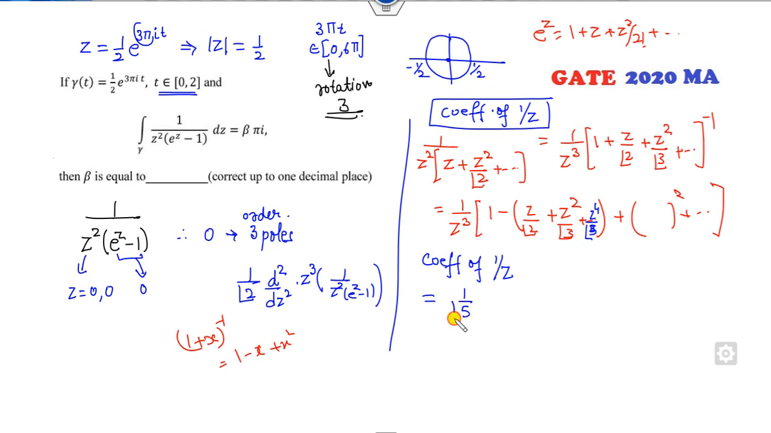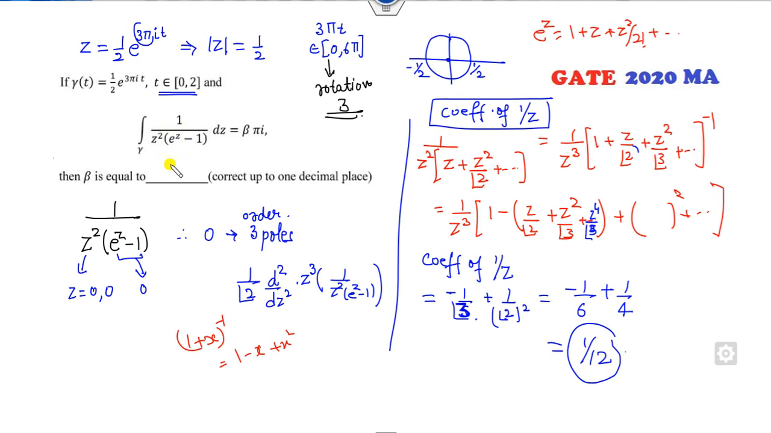So 1 over 5 factorial. Sorry, 1 over z. 1 over z is my z square coefficient. So 1 over 3 factorial. Fine, it's negative. Again from here, is there any term which involves the z square? Yes, the first term, it will be my 1 over 2 factorial square. So that is the right answer. 1 over 6, 1 over 2 square is 4. So what is the right answer of this is 1 over 12.